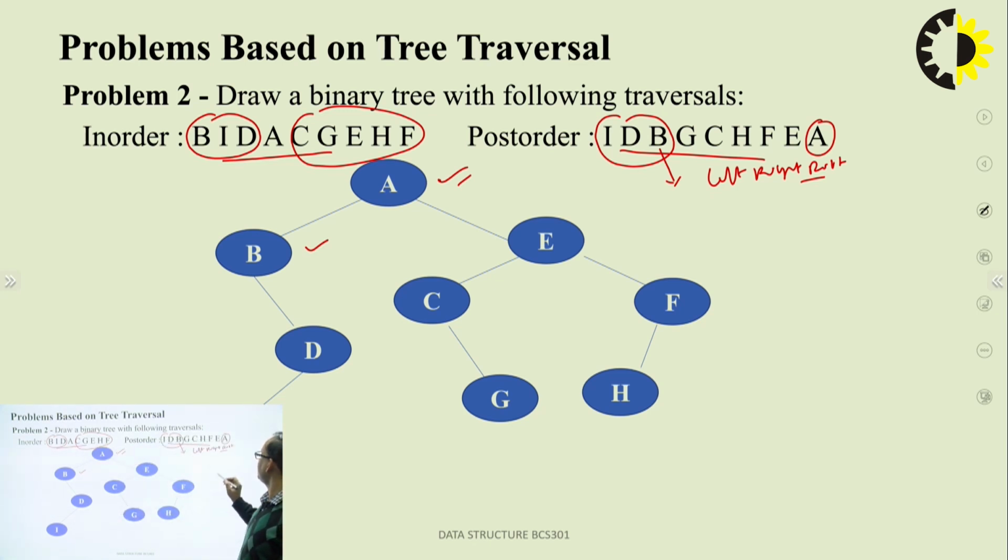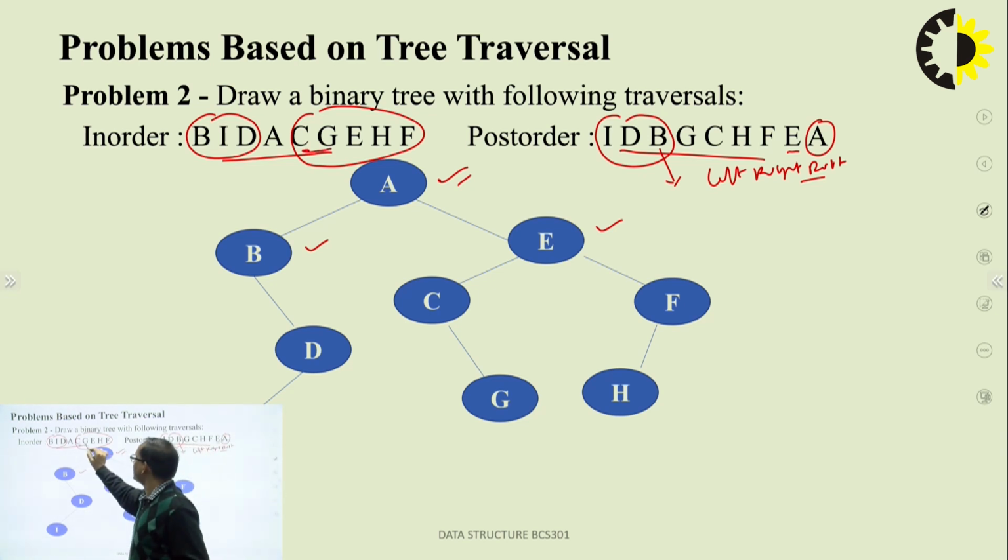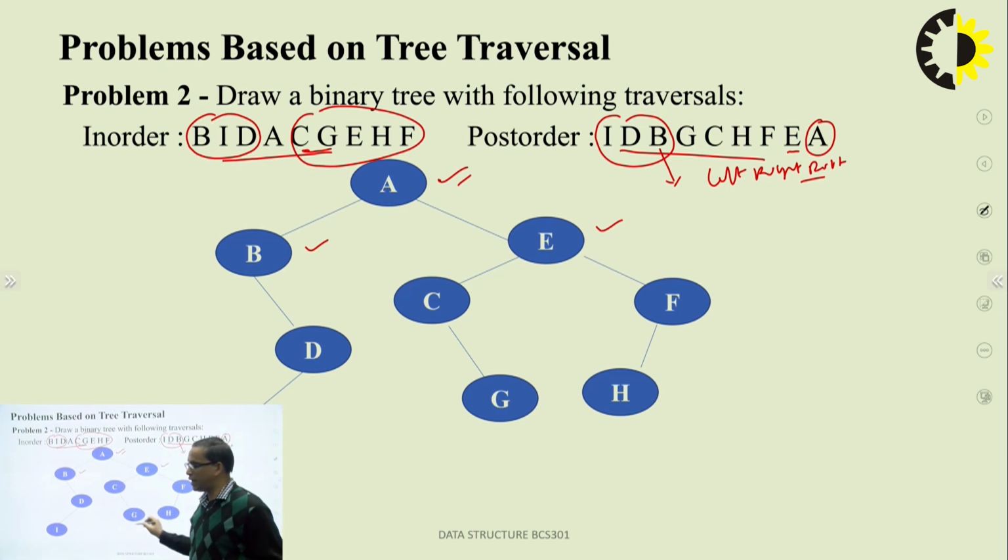In case of the right subtree, since E is given last in the post-order sequence, E will be the root of the right subtree. Again, the elements on the left side, C and G, belong to the left subtree of node A, and elements H and F belong to the right subtree of A. So this will be the arrangement. The in-order sequence is C, G, and for the right subtree H, F.